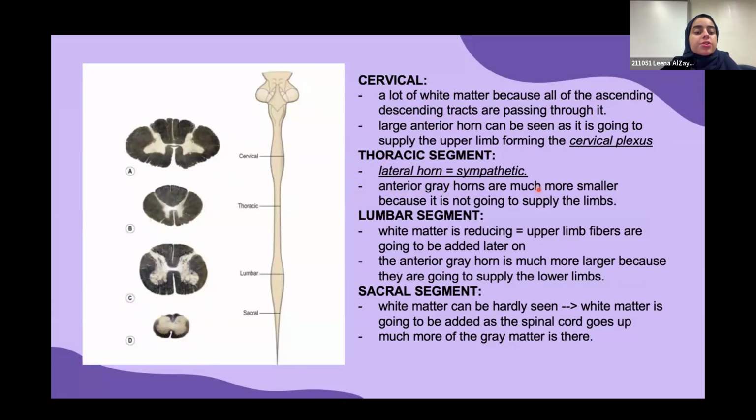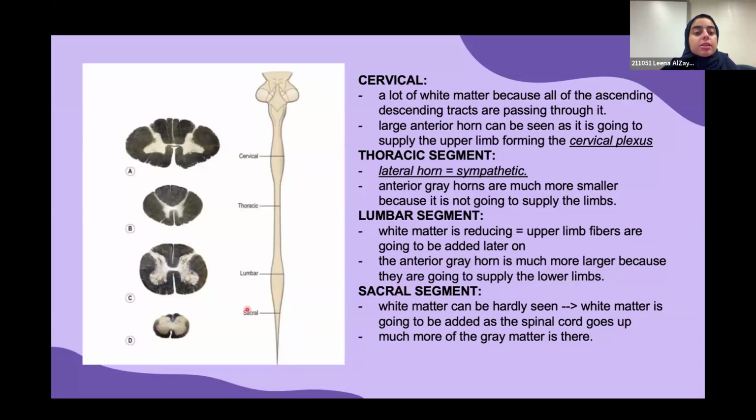The anterior gray horns are much smaller than over here because you don't have the cervical plexus, because it's not going to supply the limbs, it's not going to supply the upper limb and so on. It's not going to make a plexus. The lumbar segment, on the other hand, over here has white matter. Its white matter is reducing. It's more gray matter because the anterior gray horn is much larger because they're going to supply the lower limbs. Okay, and then we have the sacral segment.